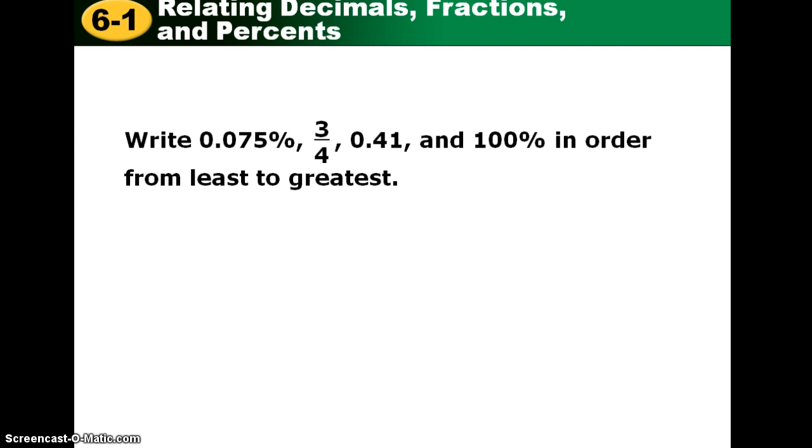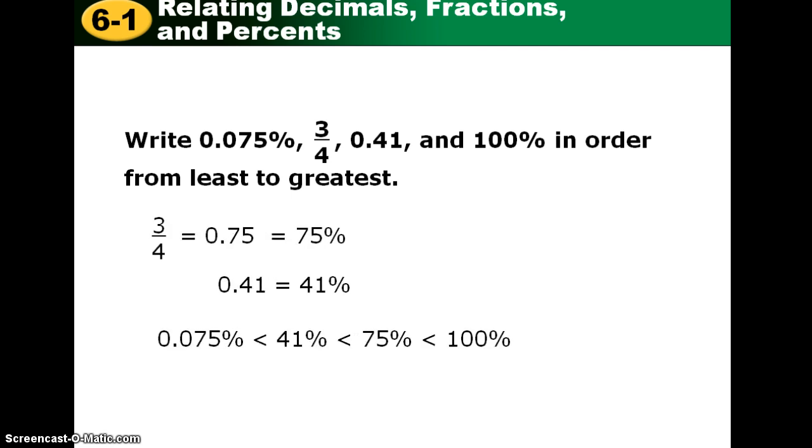If we want to write these percentages, fractions, decimals in order from least to greatest, we need to get them in a common form. So we already have 0.075%, which is a very small number. 3/4 we know is the same as 75%, and 0.41 is 41%. So if we think of them all as percentages, then it's easy to rank them least to greatest.